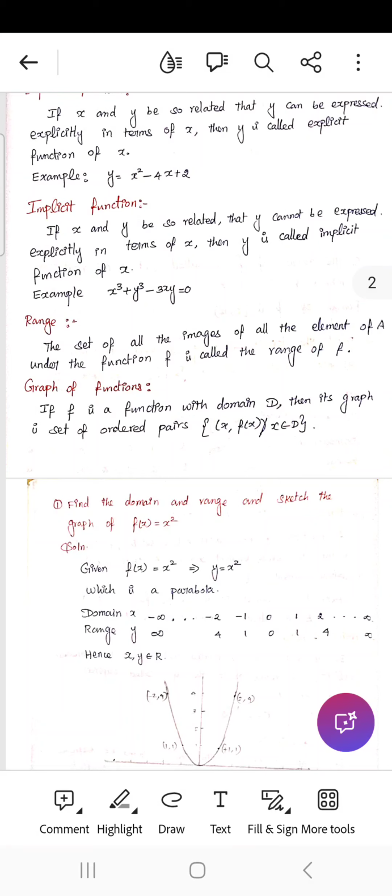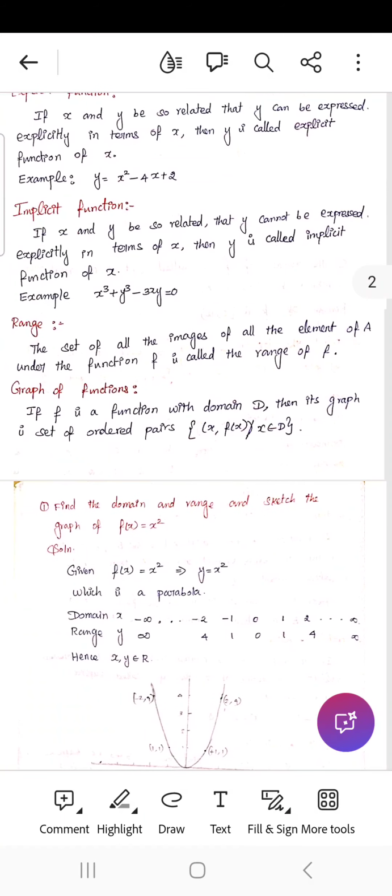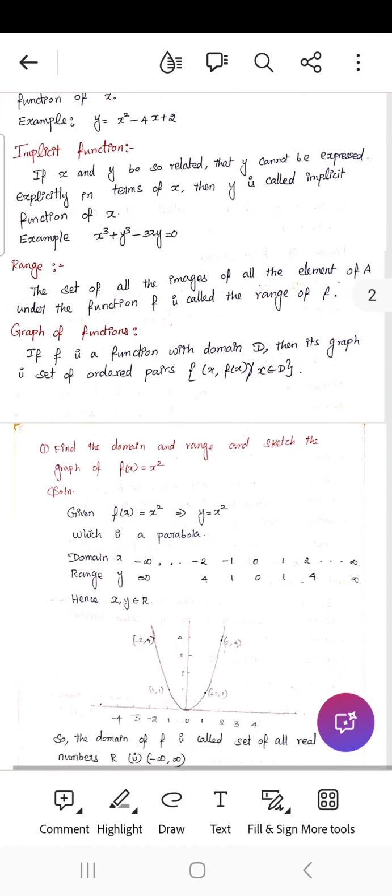Next definition is range. The set of all images of all the elements of capital A under the function f is called the range of f. Next one is the graph of the function. If f is a function with the domain D, then its graph is the set of ordered pairs of pre-image comma image, that is x comma f of x, for every x belongs to D.